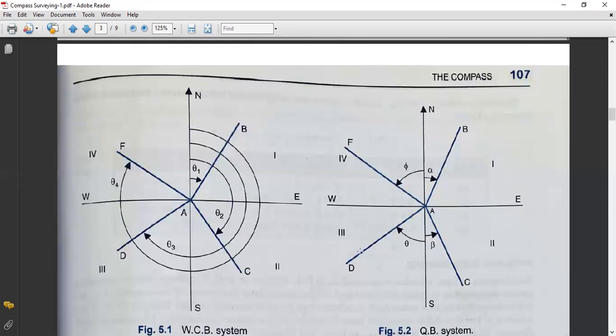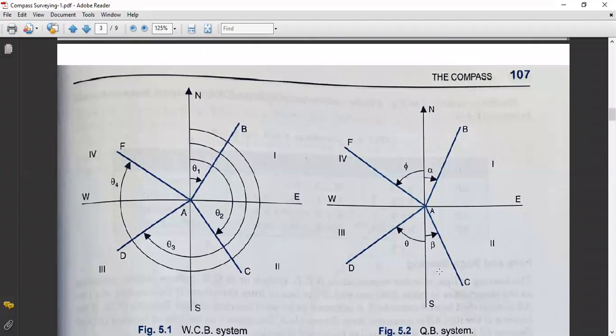Whole circle bearing system is always measured clockwise from the north direction, and we will not indicate any quadrants there, north south. We will indicate only the bearing, theta 1, theta 2, theta 3 or theta 4, because it is always measured from north direction only, correct?